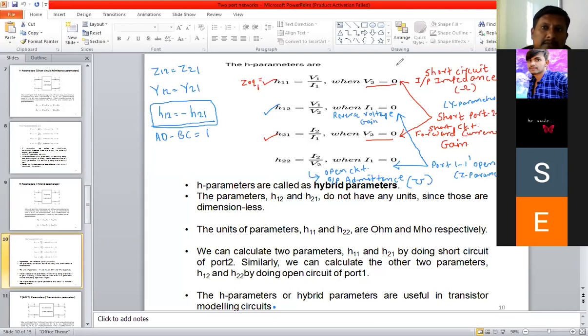So any questions from your side? This is a theoretical part. We have discussed, we have completed. And applications also of the hybrid parameters. So we can solve one example. Same network we can take as a simple example, and we are going to find out the H parameters.